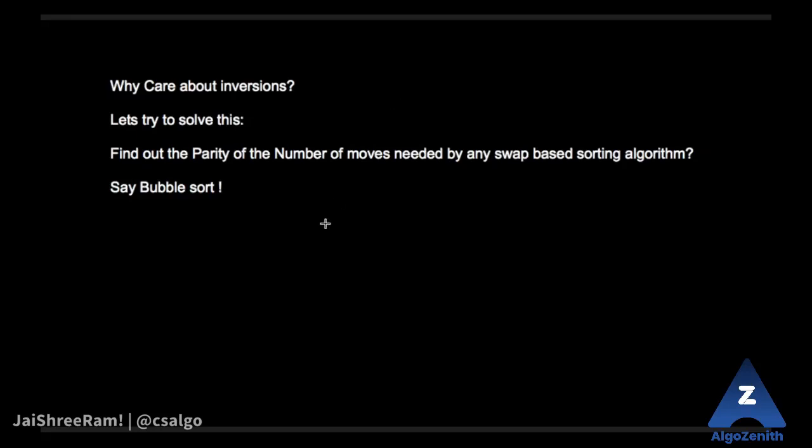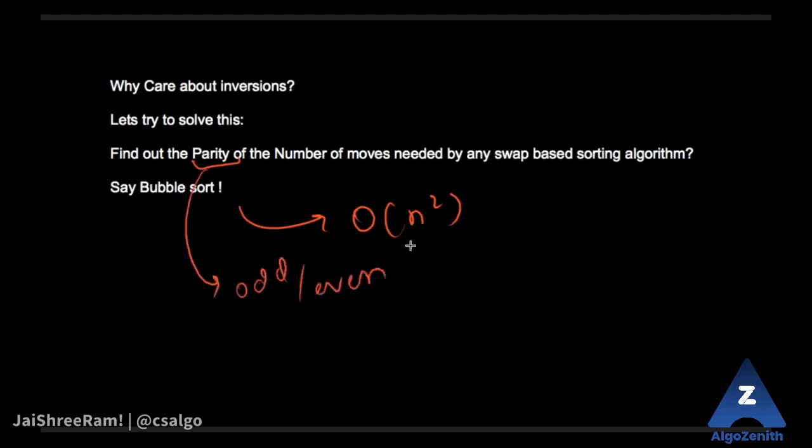If we try to solve this problem, we know that bubble sort takes order n square, right? One way is to just simulate bubble sort and count the number of swaps, but that would take order n square. We want to find the parity, which is just finding whether there are an even or odd number of swaps. Can we do that better than n square? It turns out yes, we can find just the parity better than order n square. We would be using inversion for that. How?